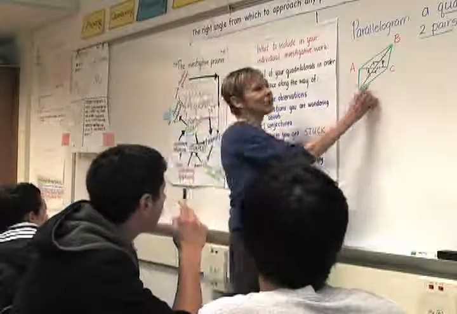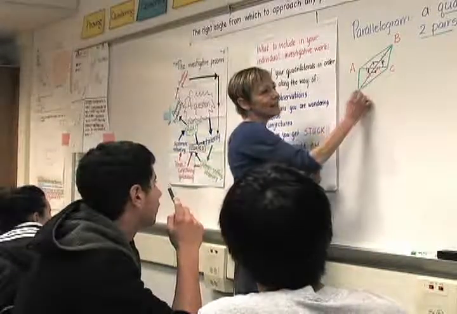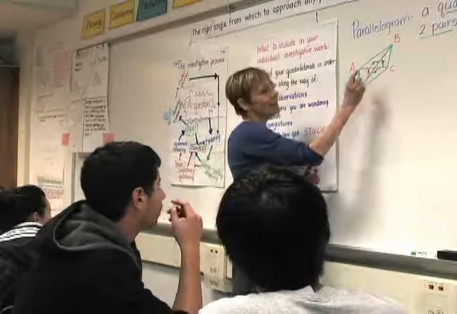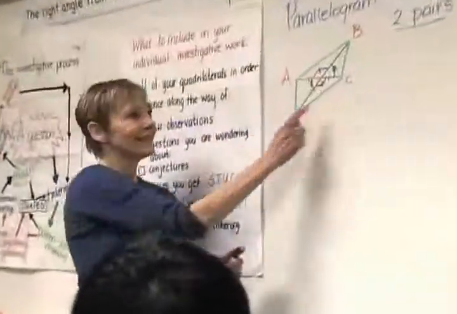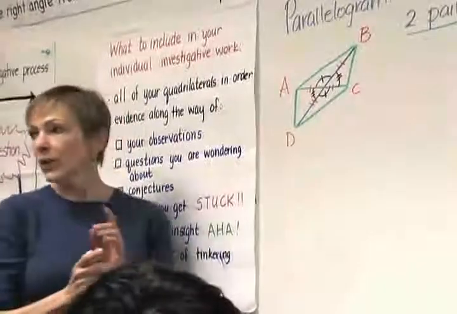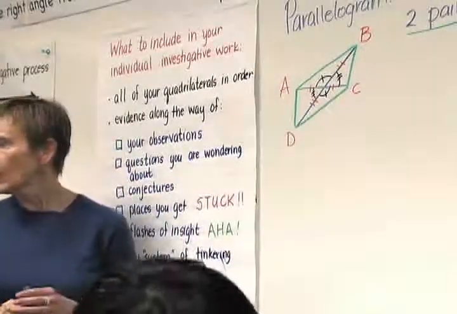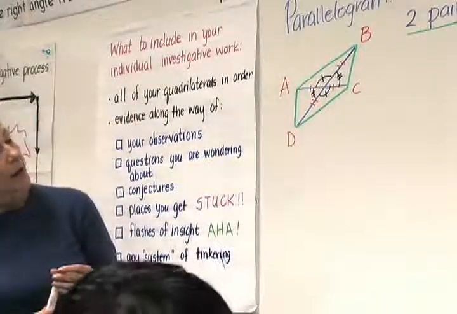Three? Okay, so here's an angle C, DCA, ACB, and where's the third one? BCD. Yes, exactly. So what you're going to need to do is be really clear about which angles you're talking about.